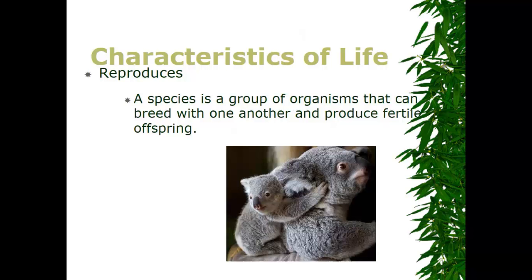So the next characteristic is reproduction. We're talking about the passing on of genetic information. For us, our basic genetic information is DNA. So an organism must be able to pass on its DNA to its offspring.